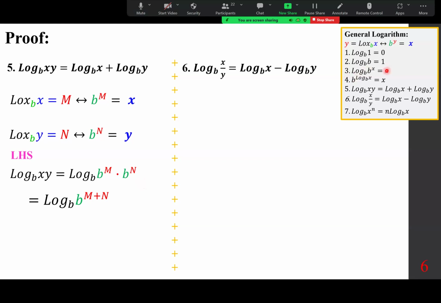Number 3 says this is x. Therefore, this must be m plus n. And now m, replace it with log x base b. n, replace it with log y base b, and that's the end of the proof, everybody. This proves number 5, known as the product rule.